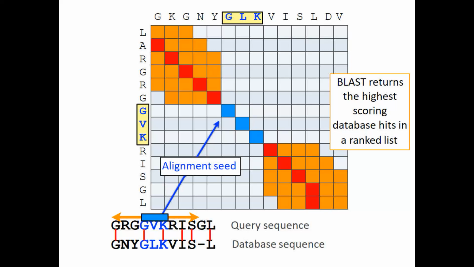And here is the alignment result. The red path corresponds to 6 matches, 1, 2, 3, 4, 5, 6, and 4 mismatches and 1 gap. We have an alignment score based on a certain scoring matrix. BLAST returns the highest scoring hits in a ranked list.